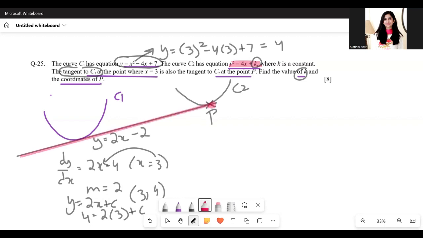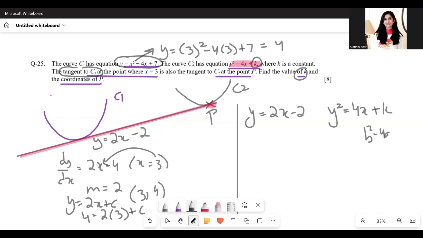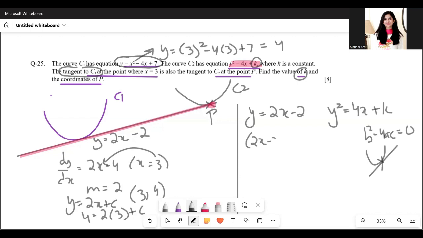Now, this line is also tangent to the curve C2. So y equals 2x minus 2 is tangent to y squared equals 4x plus k. That means if we merge these, we get a quadratic equation, and that quadratic equation will only have one solution because the line is tangent to the curve. Remember the case b squared minus 4ac equals 0 from quadratics, when a curve and a line are tangent and only meet at one point. So we're going to merge this into a single equation.